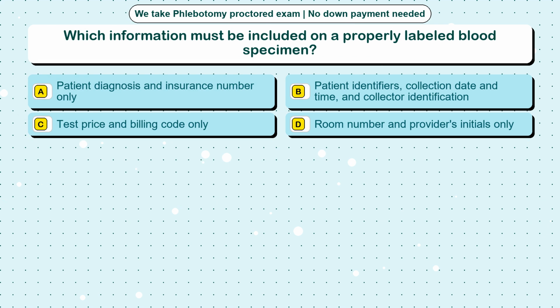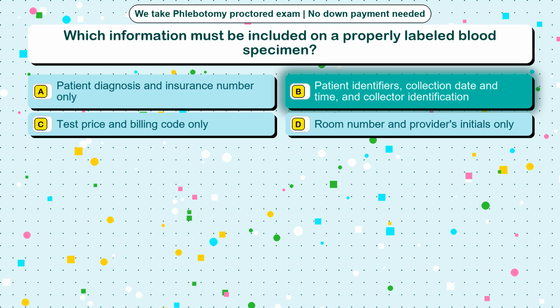Question 4. Which information must be included on a properly labeled blood specimen? Option A, patient diagnosis and insurance number only. Option B, patient identifiers, collection date and time, and collector identification. Option C, test price and billing code only. Option D, room number and provider's initials only.